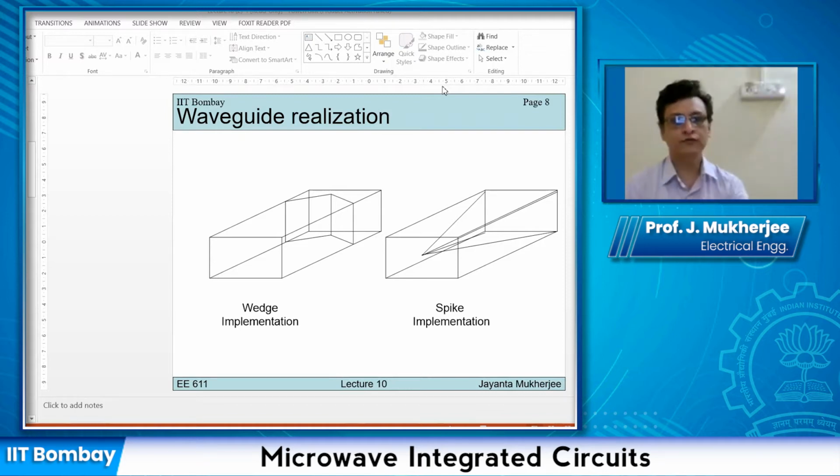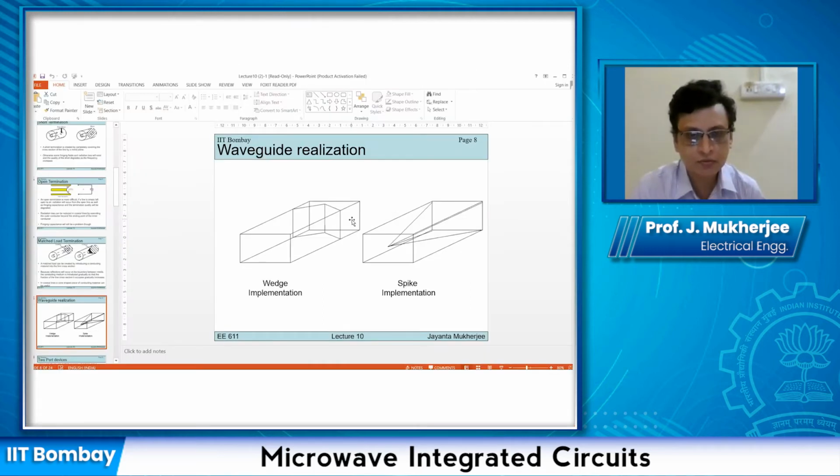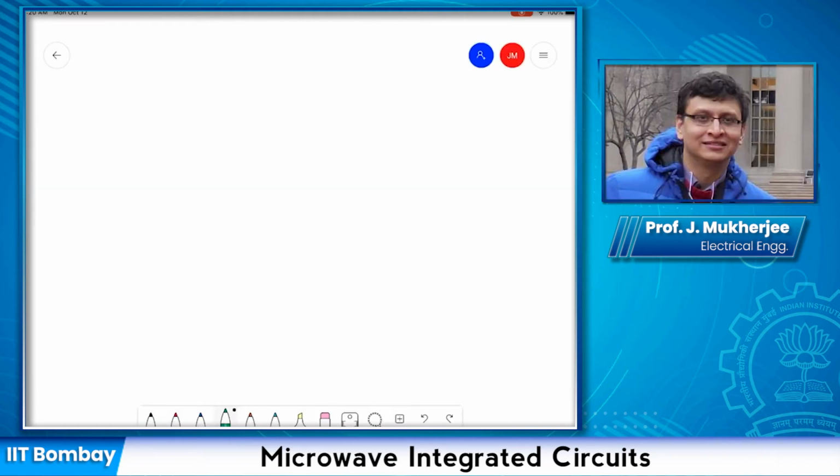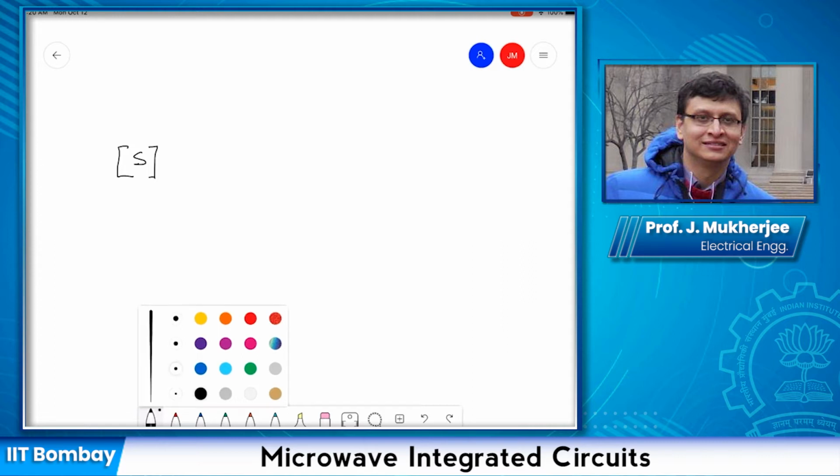Welcome to part 2 of lecture 12. So in the previous part, we covered the one-port devices. In this part, we will be covering the two-port devices. So before discussing the various two-port devices, I would just like to recap the properties of a two-port device. Recall that the S parameter matrix of a two-port device will be like this.